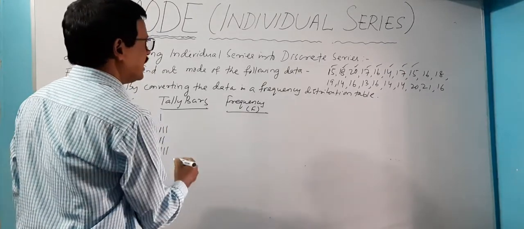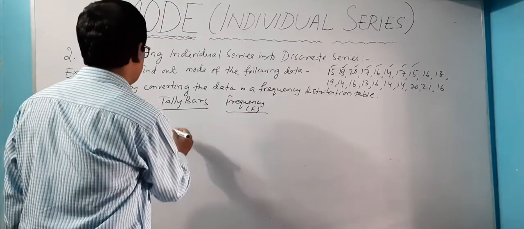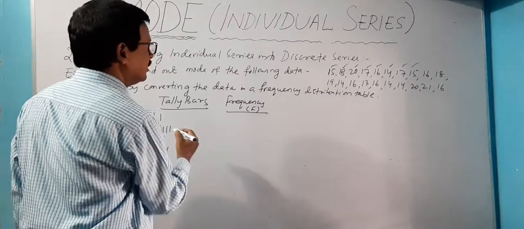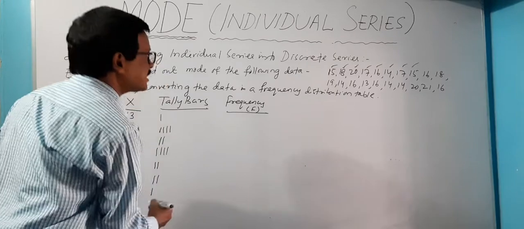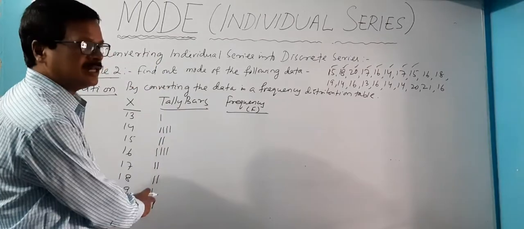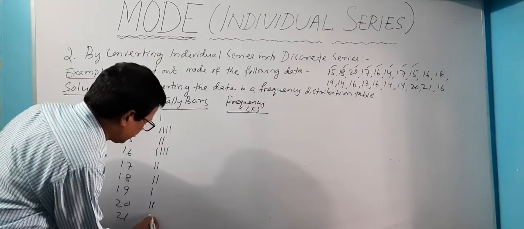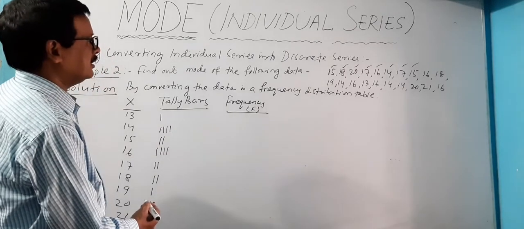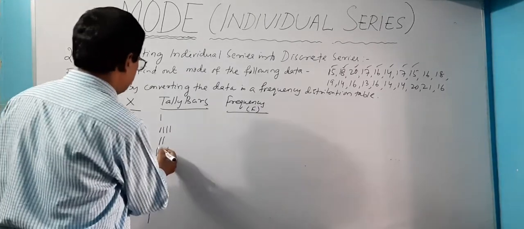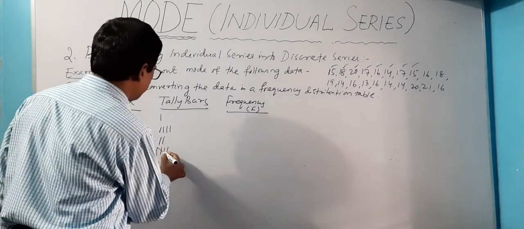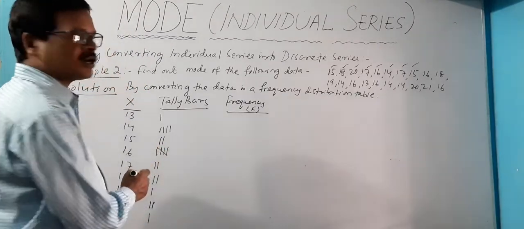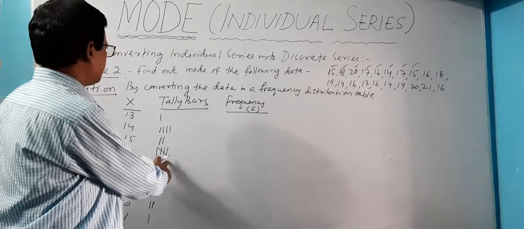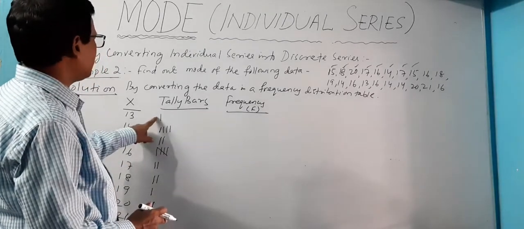Put a bar. Next, again, another 14 is there. Okay. Next is 20. Put a bar. Next, after 20, is 21. Put a bar. Right. Next 16. Put a diagonal bar here. For every fifth occurrence, put a diagonal bar. Now, these are the tally bars.